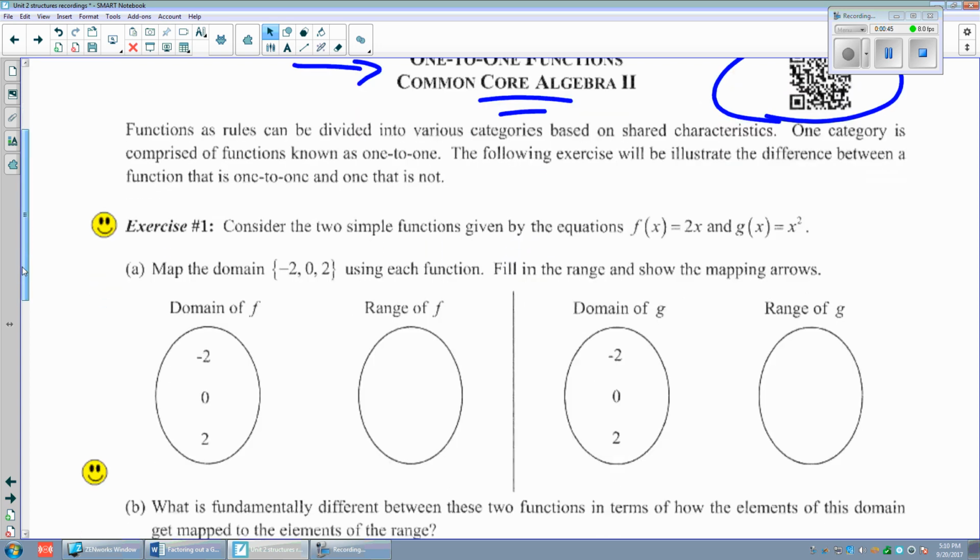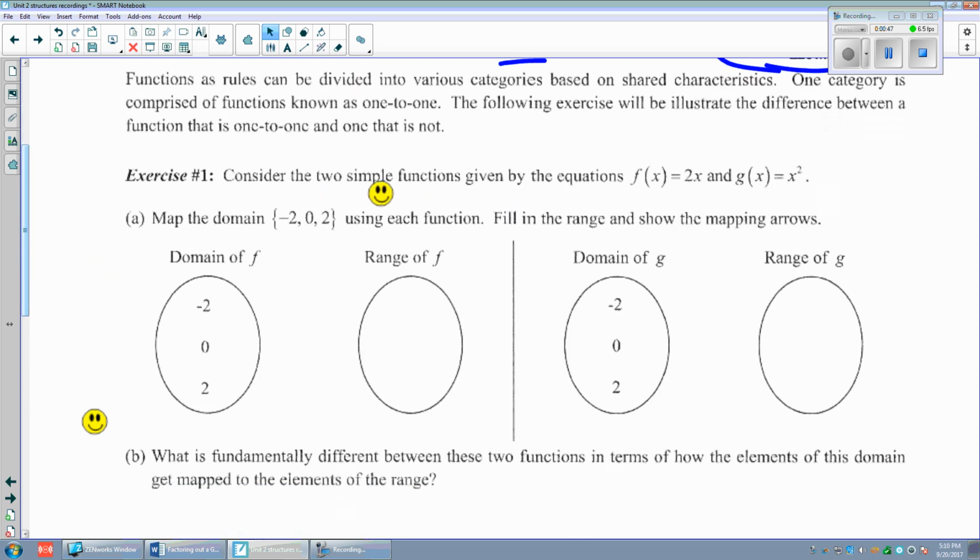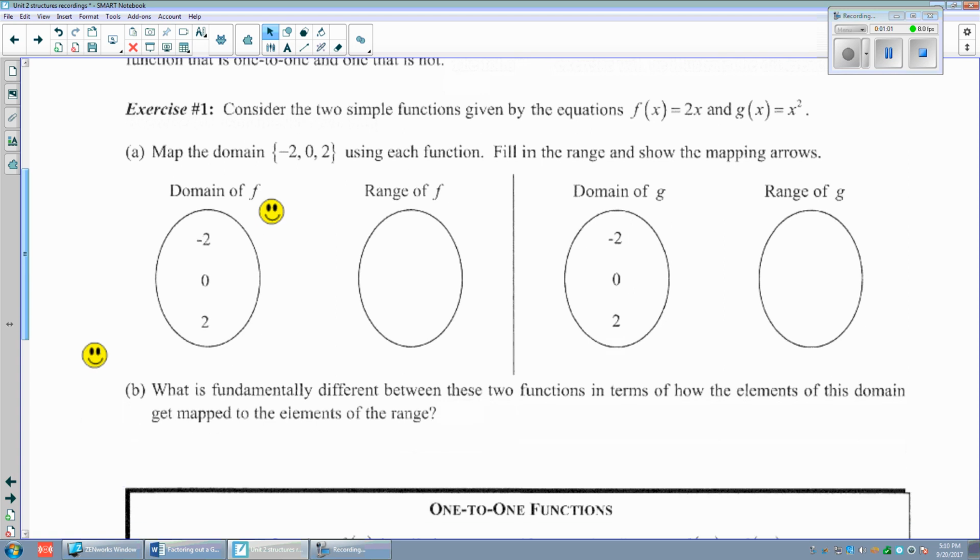Okay, exercise 1. Consider the two simple functions given by the equations f of x equals 2x, linear, and g of x equals x squared, quadratic, parabolic. Map the domain, -2, 0, 2. Using each function, fill in the range shown by the mapping arrows.